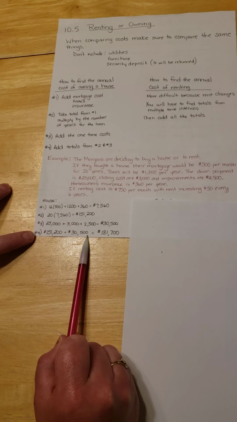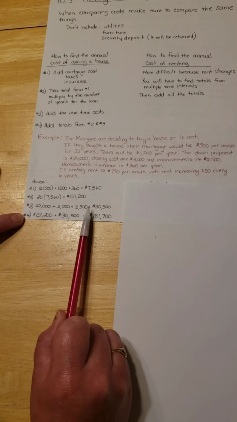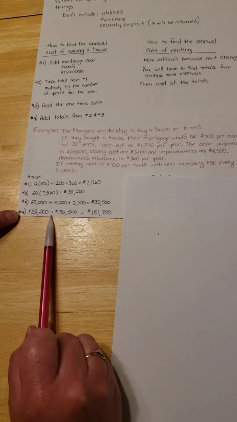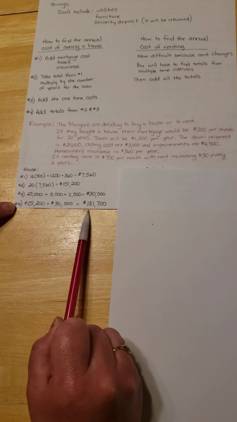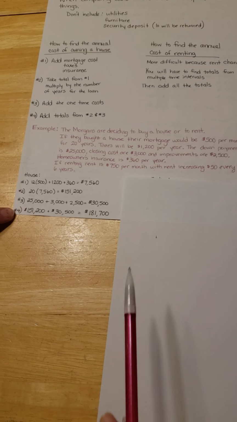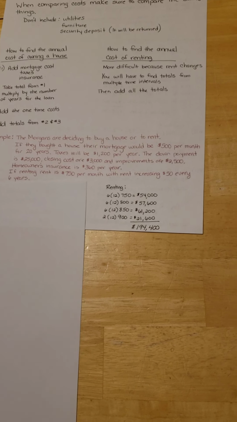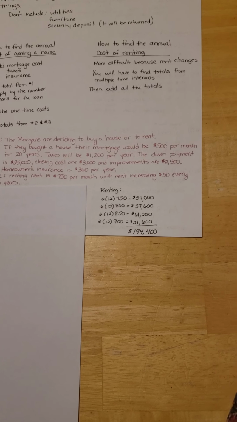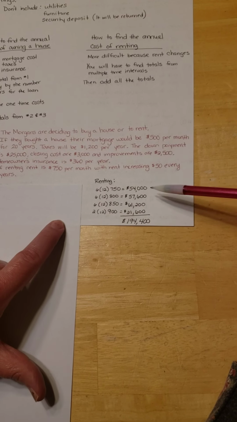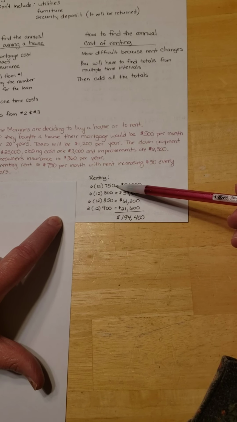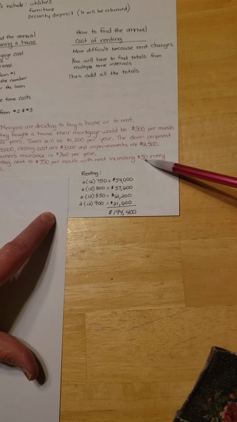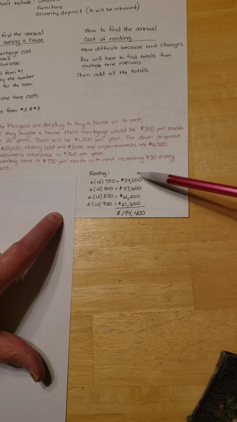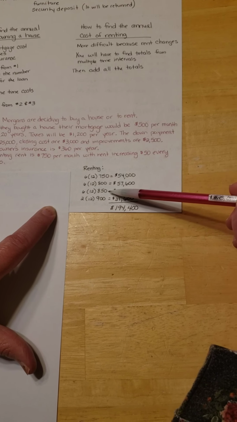And now step 4 says add that one-time cost to our 20-year cost, and this gives us our total cost of our house, $181,700. Now, let's look at renting. Renting, it said our rent for the first 6 years was going to be $750. And then our rent is going to increase $50 every 6 years.